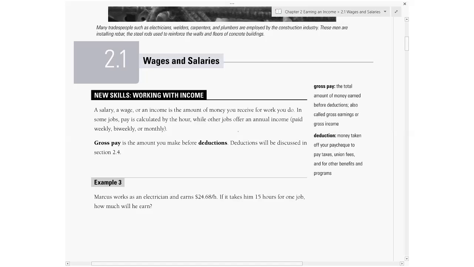In Chapter 2, we're going to look at earning and income. And so we're going to start with talking about wages and salaries. So a couple definitions to start off with. We've got gross pay here.